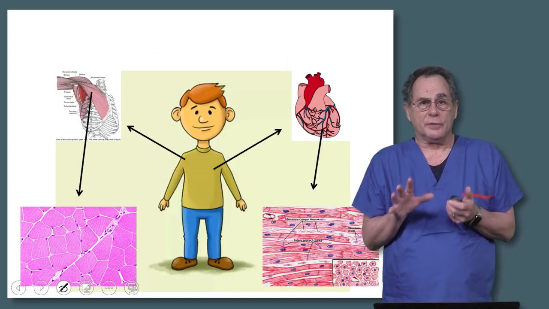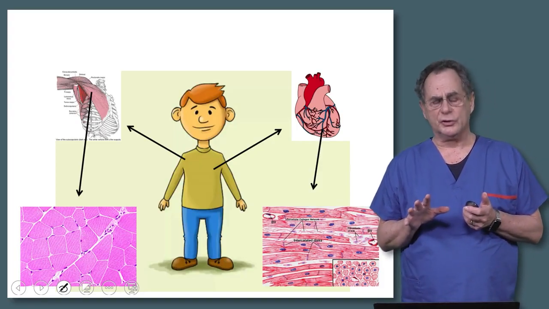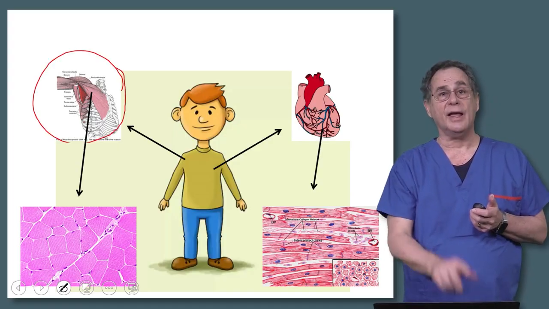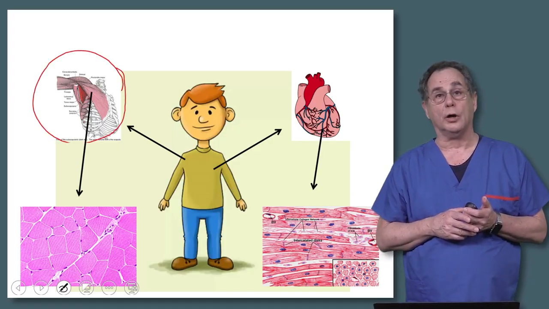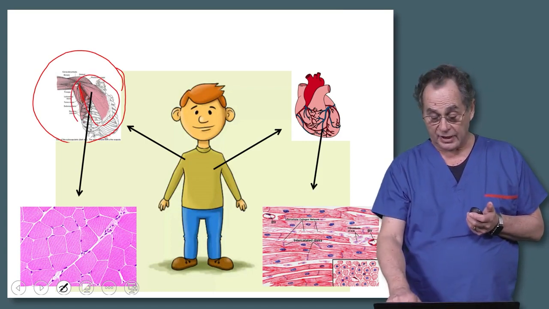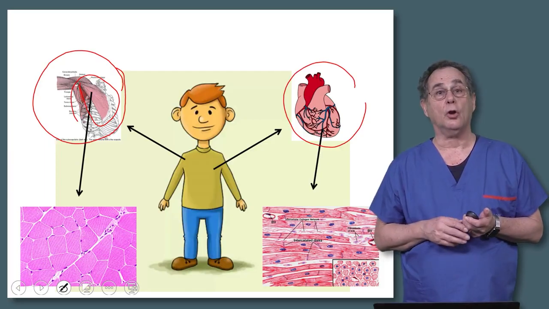So if we look at this cartoon of a male, for example, here, we can look and see where is that water. Well, we can see here up on the upper left, muscle contains a lot of water. This shows the pectoralis muscle here. And indeed the heart, the myocytes contain a lot of water.